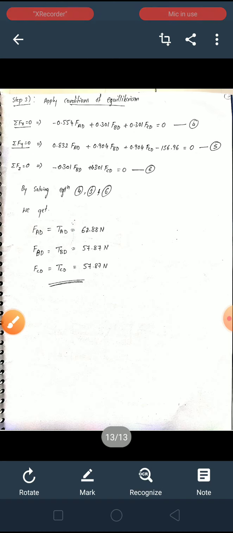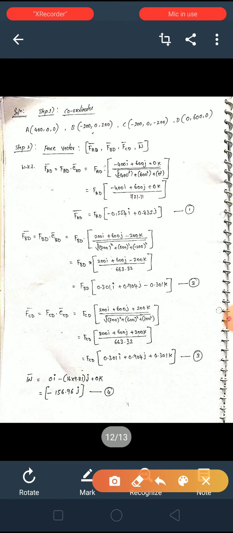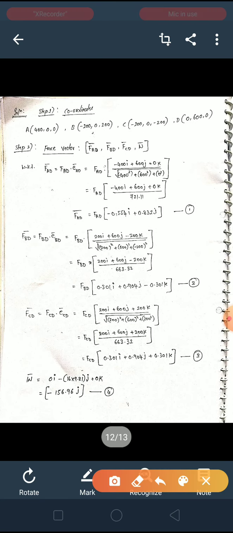You equate all the equations to summation of x is equal to 0, summation of y is equal to 0, and summation of z is equal to 0, because the problem is equilibrium of the space force. Correct? So all the x components you take and equate to 0. So what is the x component in this one? Minus 0.554. Correct? You can see here minus 0.554 into FAD. You can see here FAD into minus 0.554.